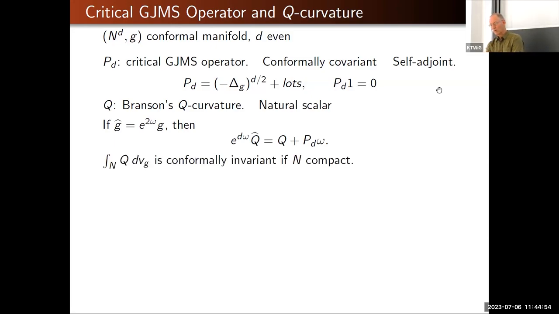And a consequence of these properties that I've written down is that the integral of the Q curvature is a conformal invariant over a compact manifold. That's easy to see. I won't run through it. It's very easy to see using the self-adjointness fact that it has no constant term.